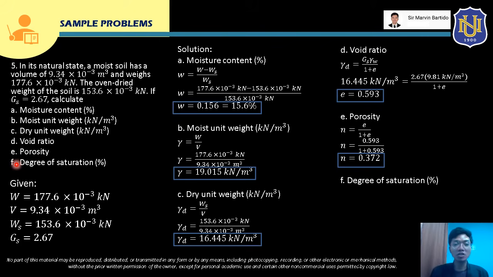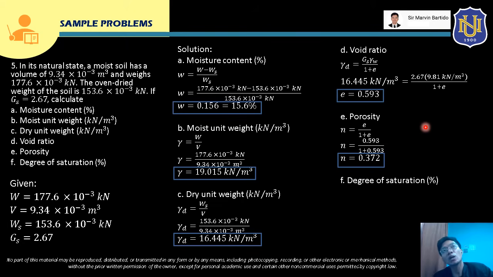Now, for the degree of saturation, class, for letter F. Actually, class, pwede natin gamitin dito ang formula natin ng degree of saturation, which is volume ng water over volume ng voids. Tama, volume of water over volume of voids. So yun yung degree of saturation natin. Kaya lang wala naman tayong given na mga volume dito. Volume ng water wala naman, volume ng voids wala naman. So mahirapan pa tayo kapag yun yung ginamit natin.